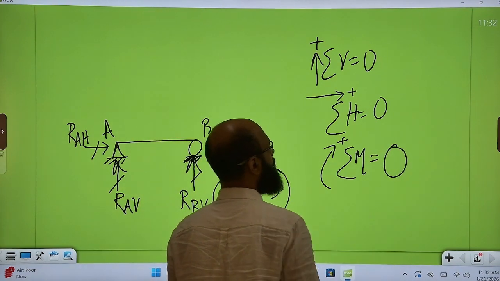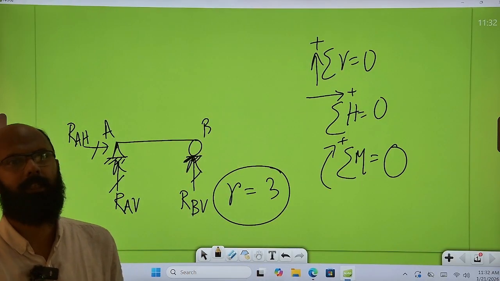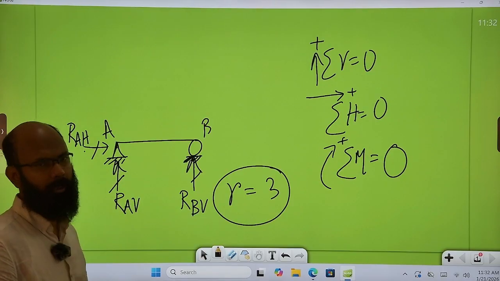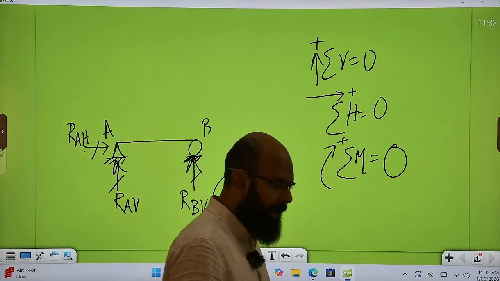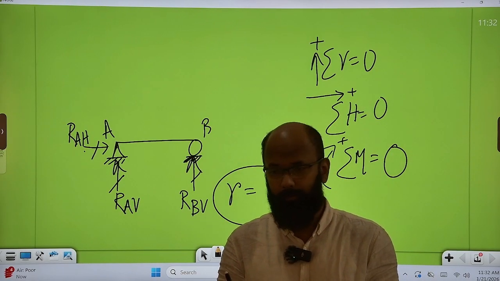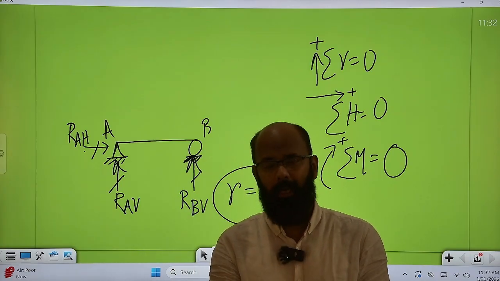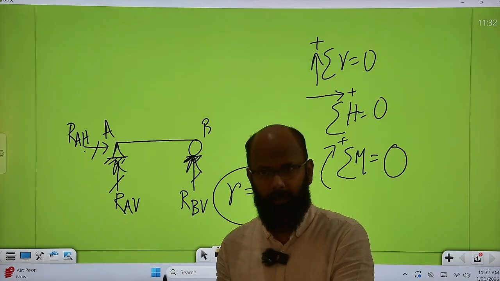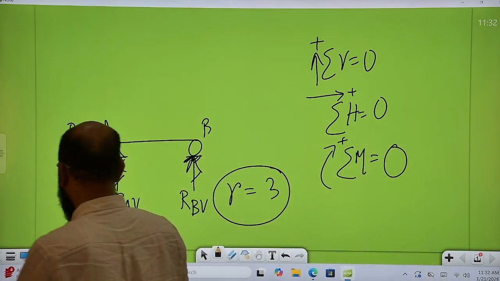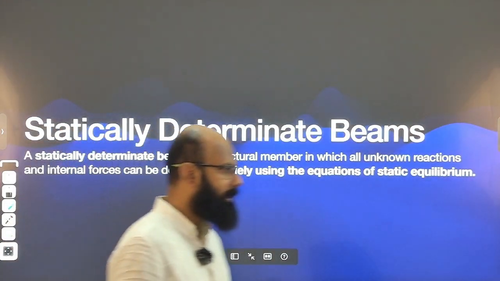So these three equilibrium conditions will give us the equations to solve these three unknowns, and the structures where we could solve all the unknown reactions by applying equilibrium equations are called statically determinate structures. So again I can show you what a statically determinate structure is.